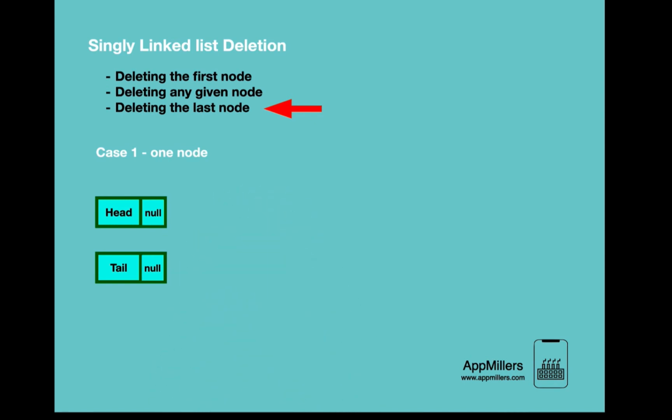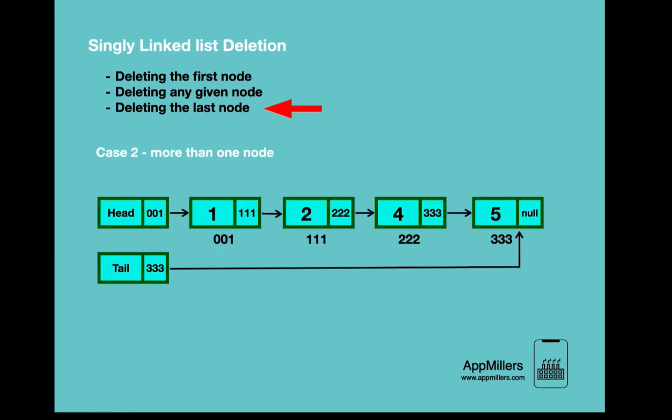And the second case is deleting the last node from the linked list where there is more than one node in the single linked list.